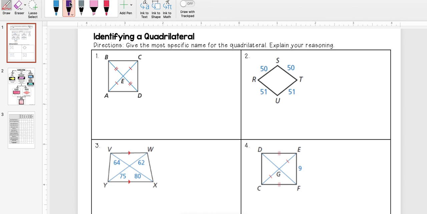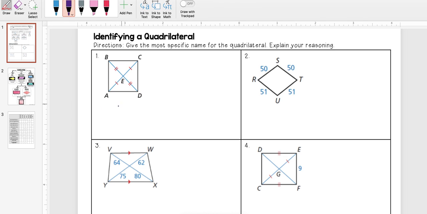Okay, let's go through some examples where we are going to identify a quadrilateral, and we'll use our chart or Venn diagram to really figure out what's the most specific name. So directions, give the most specific name for the quadrilateral.